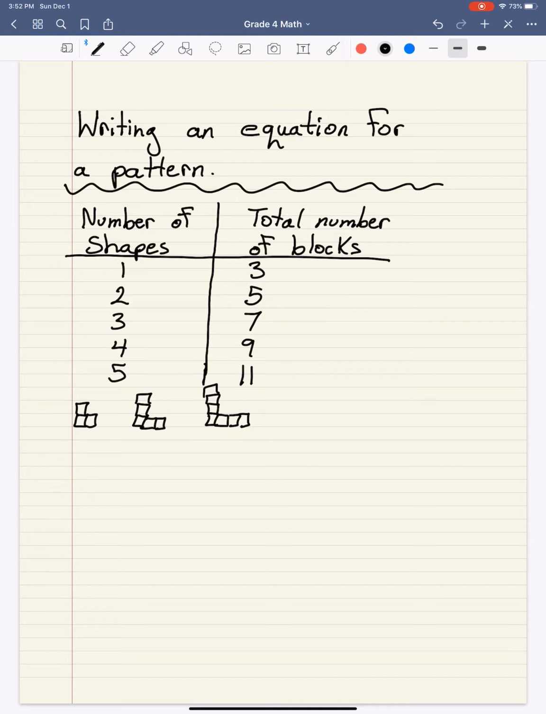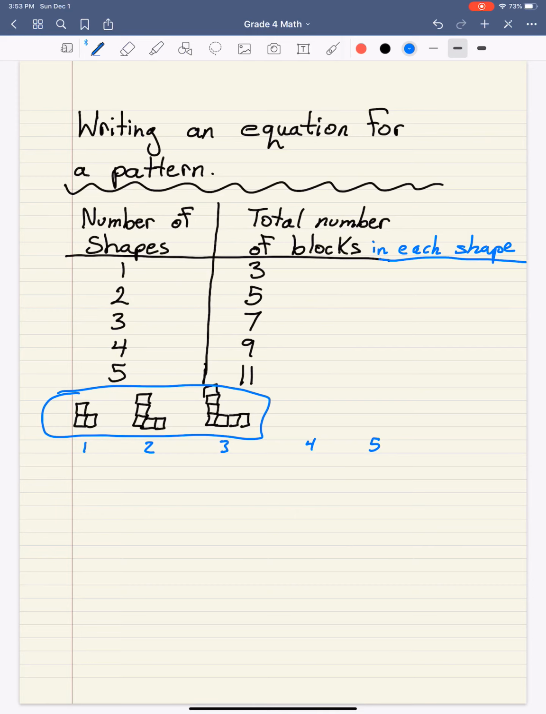So here we have a table that tells us how a pattern is formed, and the pattern itself is down here, started with the first three elements. So this pattern is counting the number of shapes: 1, 2, 3, and it would continue on. And then the total number of blocks in each shape.